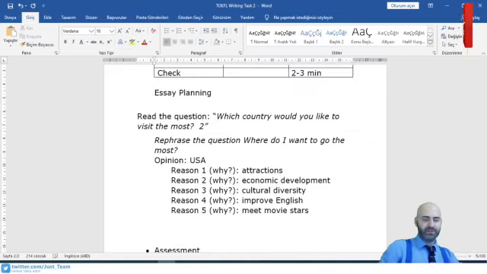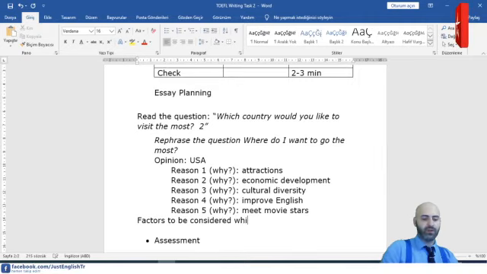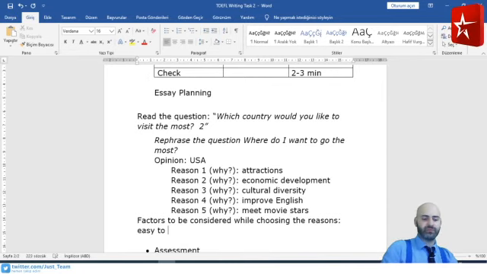So the factors to be considered while choosing reasons are the following. First of all, you need to choose something which is easy to prove. This is number 1. I will choose something which is very well related to the question, and it is very easy to prove. I will not need to think a lot to prove it.